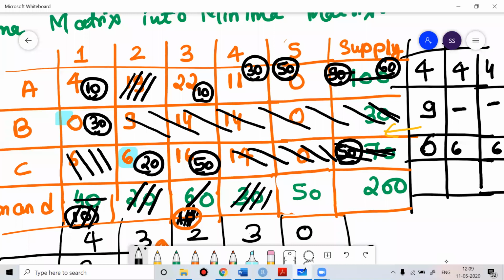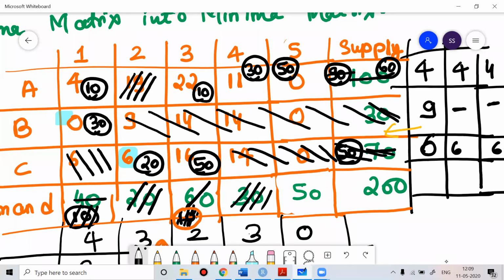So first column, the sum should be 40. Okay, it is correct. Second column, the sum should be 20. Yeah, it is 20. Third column, it should be 60. Yes, it is 60. Fourth column, it should be 30. Yes, it is 30. Fifth column, it should be 50. Yes, this is 50. The first row should be 100.